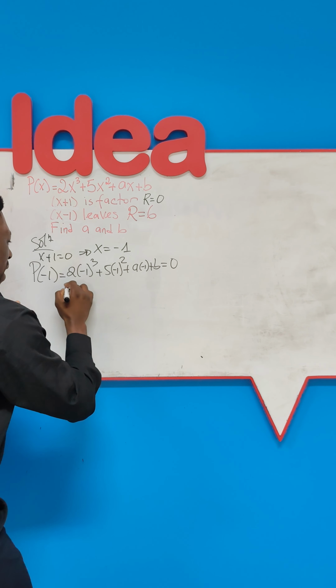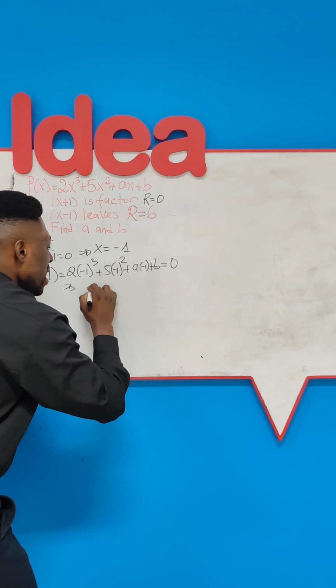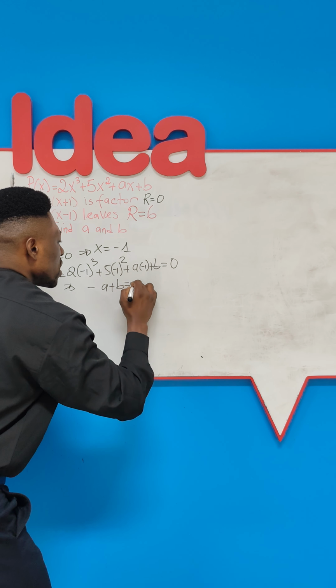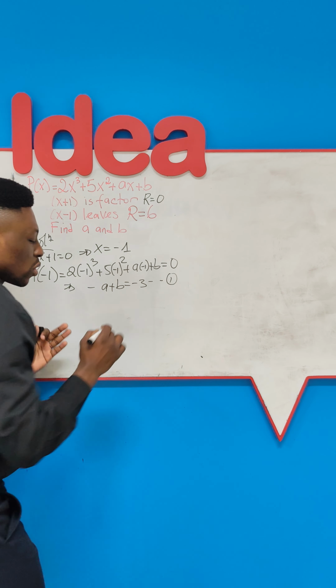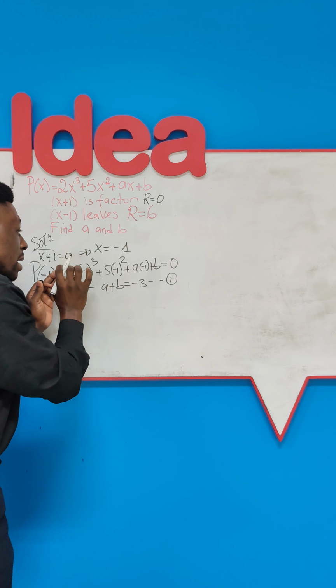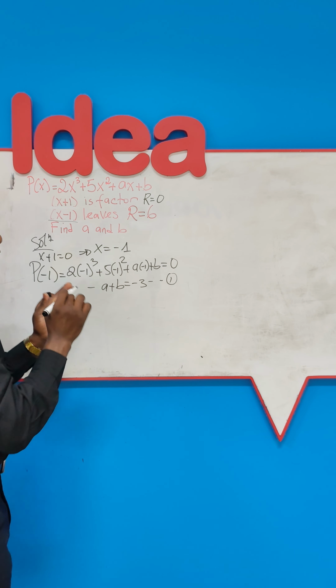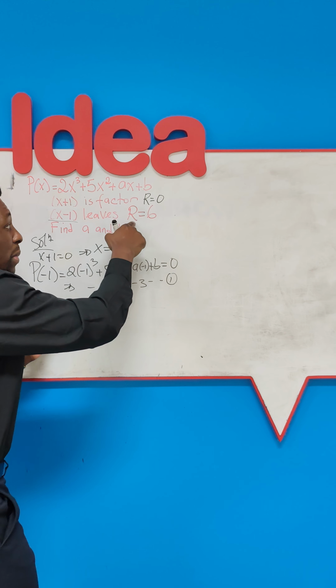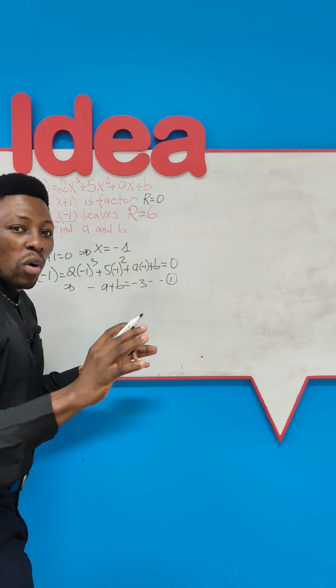If you correctly simplify this, we should have -a plus b, which will give us -3, and we can call this equation 1. We will repeat this same step for this second function here, taking into account that this time around the remainder will be 6 and not 0.